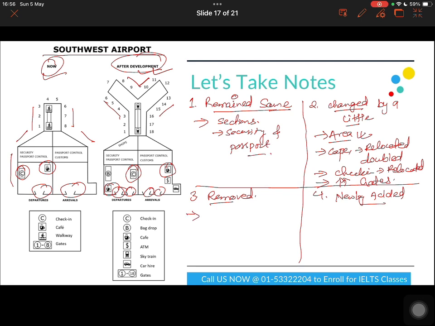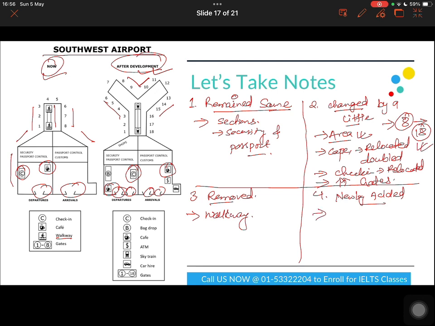Now let us see things that have been completely removed. The only thing that has been completely removed is the walkway. Yes, the walkway has been completely removed. Apart from that, changed by a little: previously there were 8 gates, and these 8 gates have changed to around 18 gates. So the number of gates has also increased.